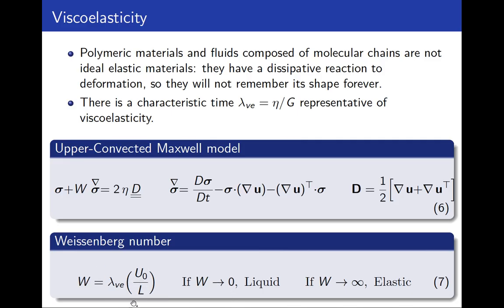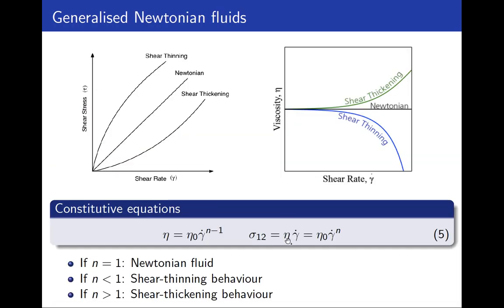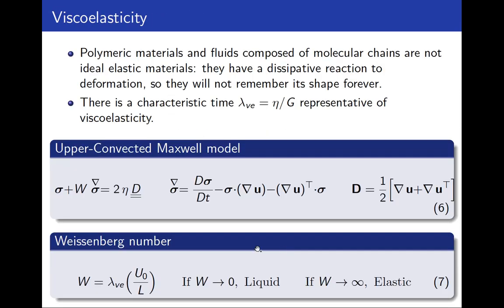So if you calculate this number, and if this number is 0 or tends to 0, we will observe a liquid behavior. So if we substitute this value into this equation, this complex derivative is 0, and then you recover Newton's law of viscosity, which is the equation I show here. But this is in tensor form.